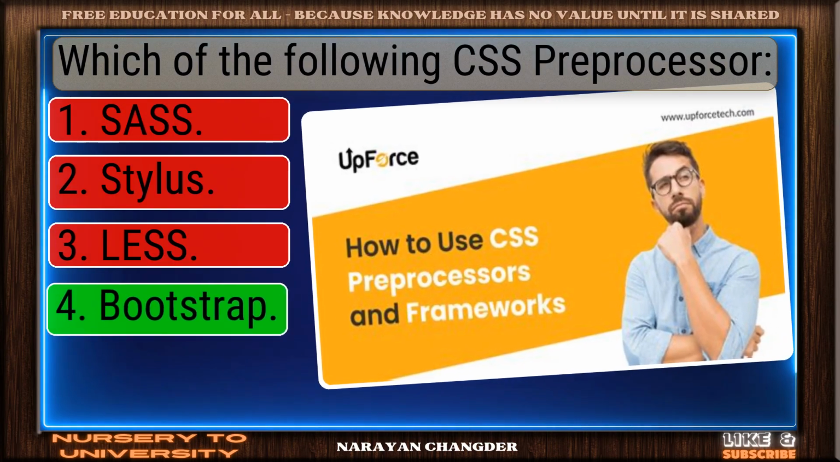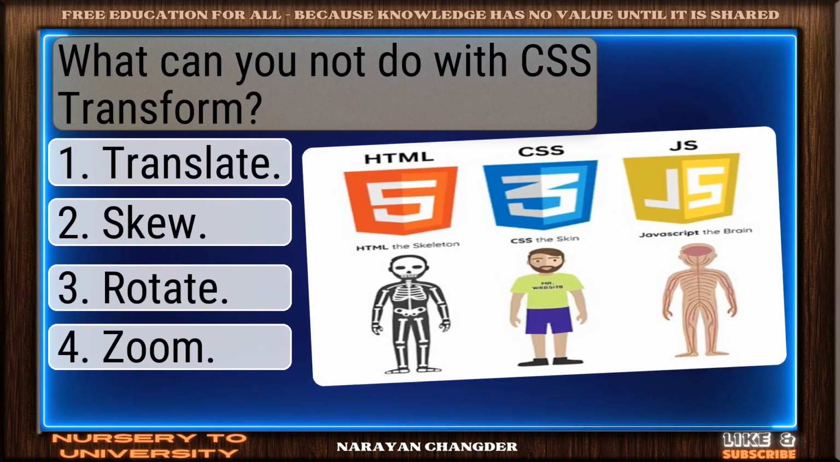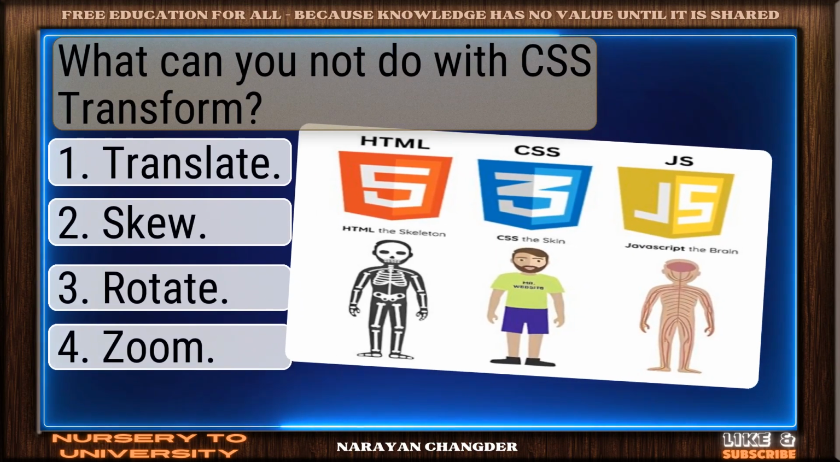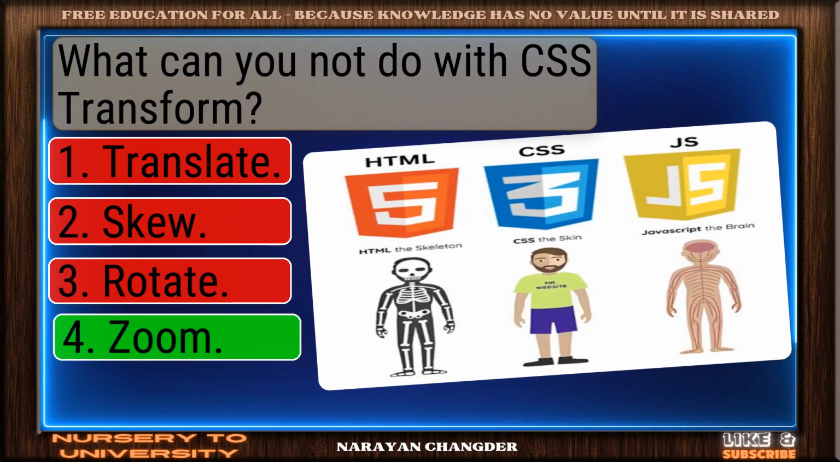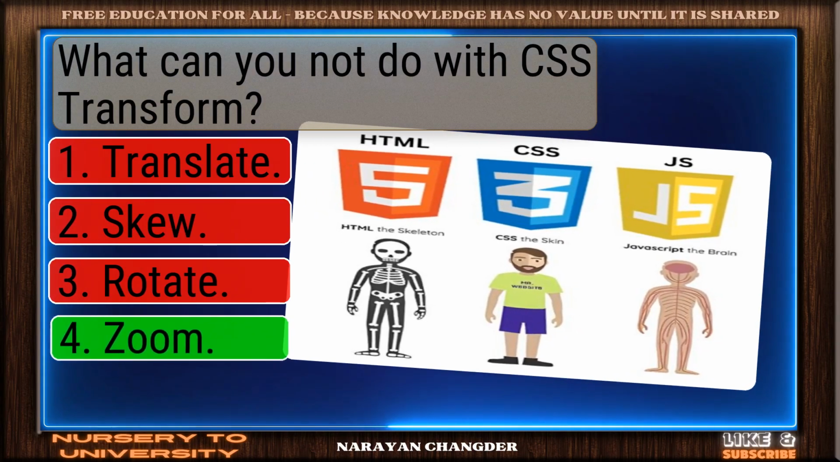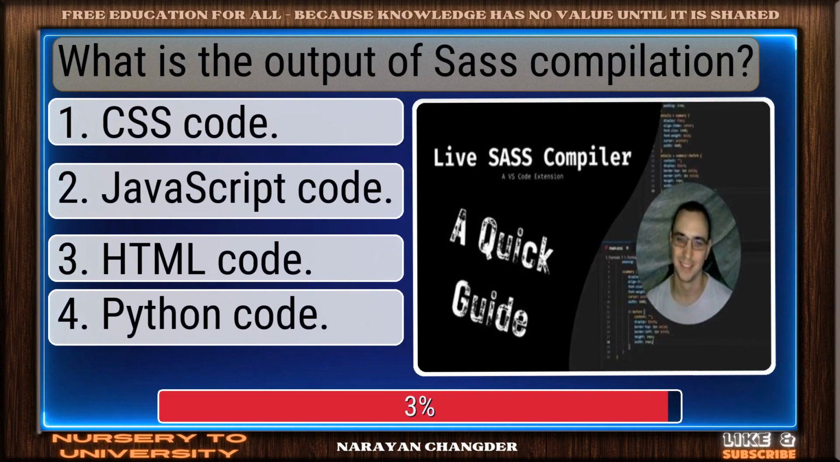Good job. Your answer Bootstrap works well here. Question number 38. What can you not do with CSS transform? Smart move. Zoom is an accurate answer. Question number 39. What is the output of Sass compilation?